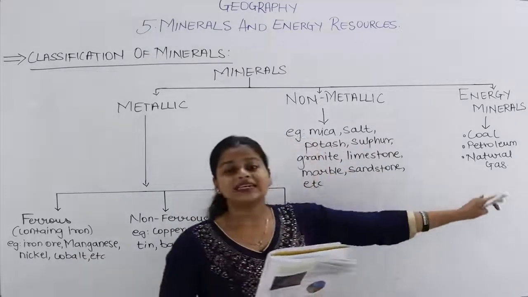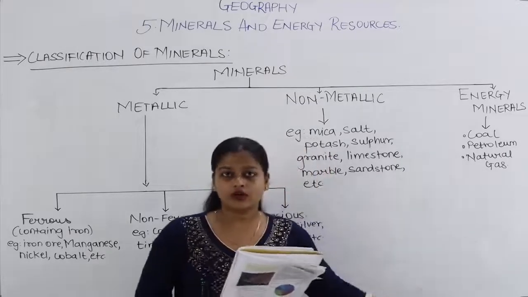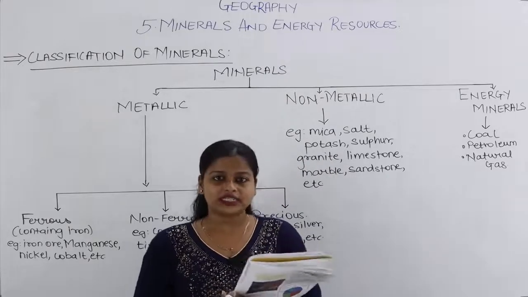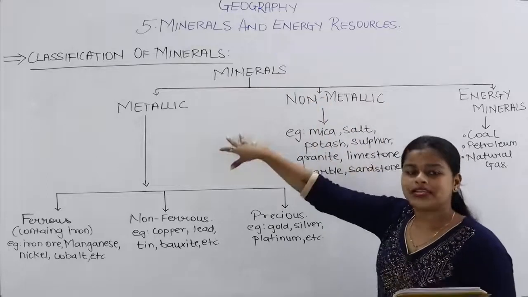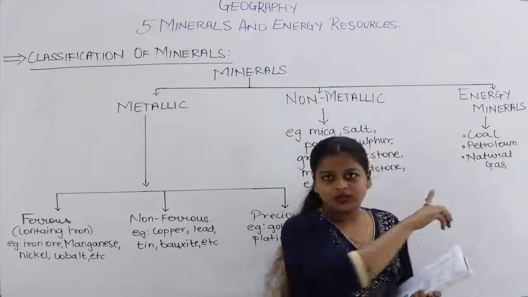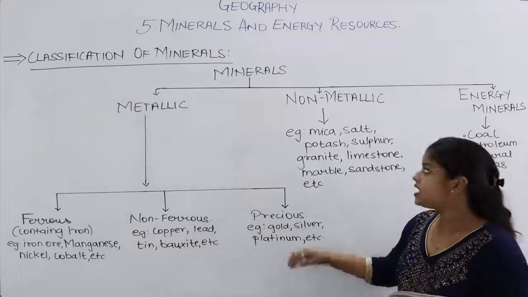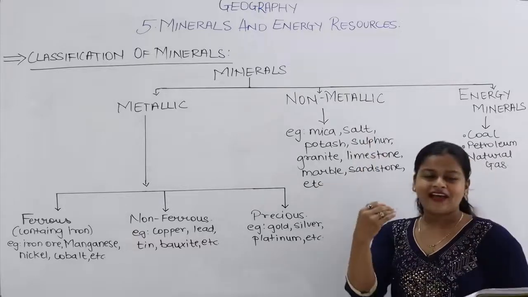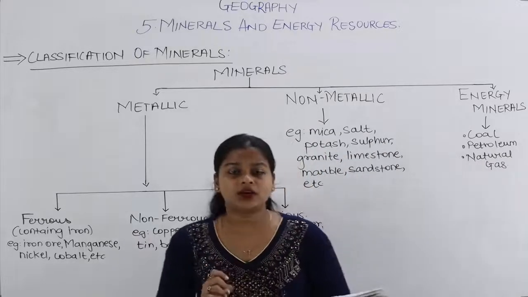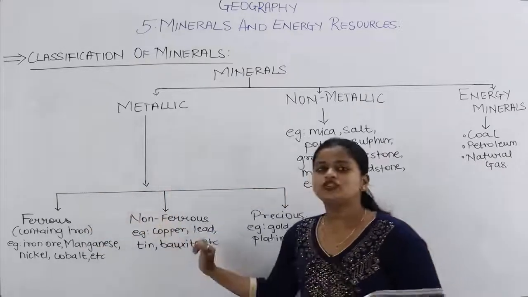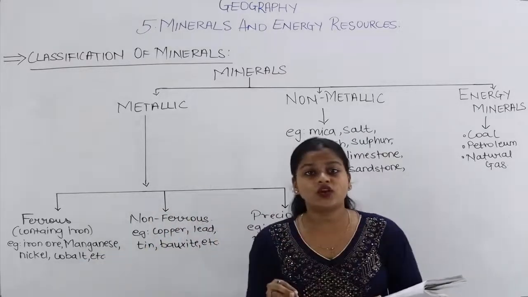This itself is a very different topic with very different parts, so we will learn it later on in detail. For now, you just have to understand that the classification of minerals is in three parts: metallic, non-metallic and energy minerals. Metallic itself has three parts: ferrous, non-ferrous and precious. Non-metallic doesn't have subdivisions, but the examples you must remember. So without wasting much time, let us hop into each topic individually and understand it with some examples that are given in your textbooks itself.